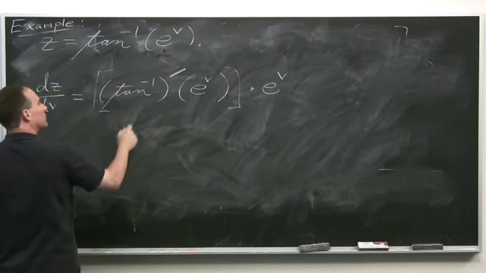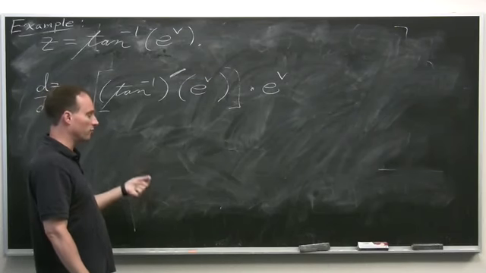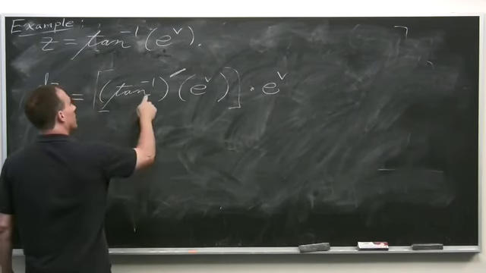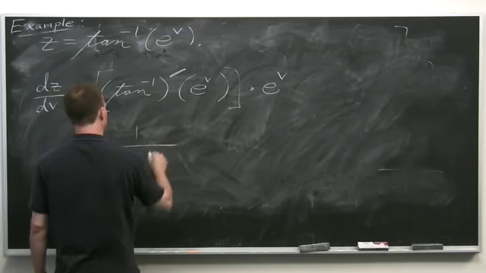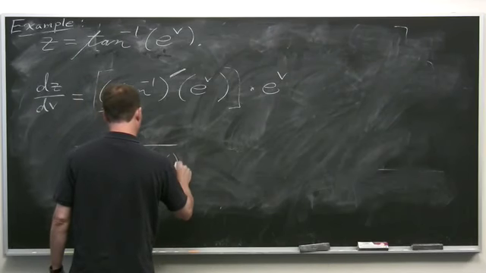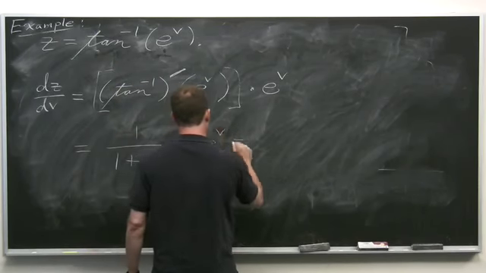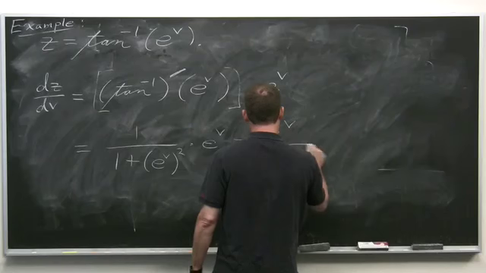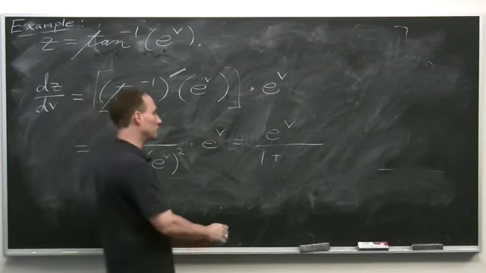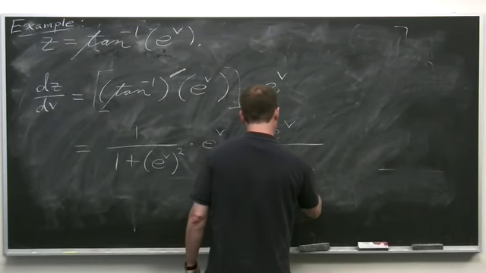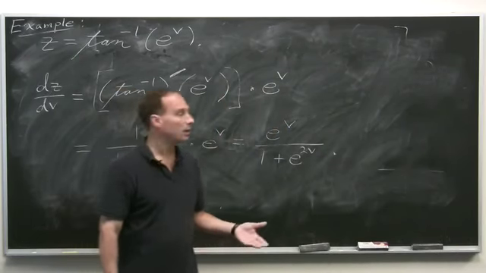But the derivative of inverse tangent of x is 1 over 1 plus x squared. And we've got 1 over 1 plus e to the v squared, times e to the v. And so we end up with e to the v over 1 plus, when you raise something to an exponent, the exponents multiply. So you get plus e to the 2v. That's it. That's what you get.